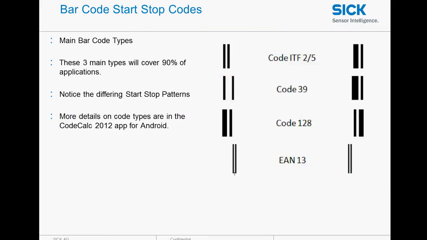First thing we need to do is to know how to identify what barcode is what type. You notice these here have quite distinctive start and stop sequences. That helps us identify the main barcode types. And these three main types, interleaved 2 of 5, code 39 and code 128, will cover most industrial applications, and occasionally when you're dealing with packaging and so on you might find EAN or UPC codes which look like these. Very simple start and stop patterns. More details are available on the app for Android, on Code Calc, or on the Weebly website.